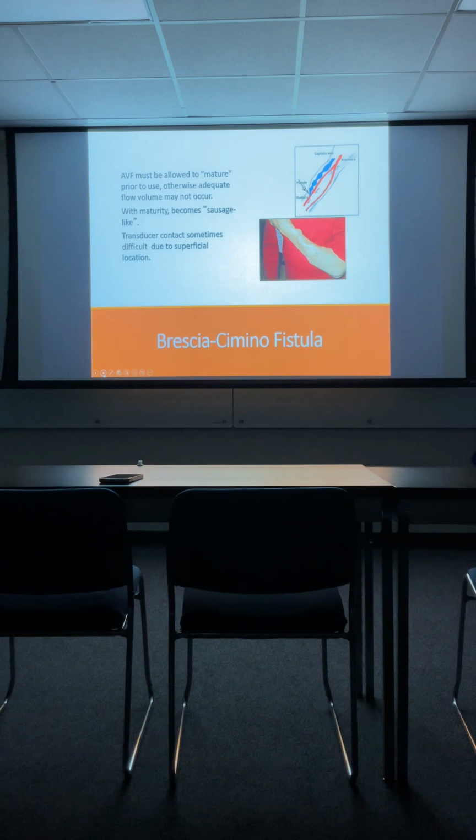So once an AV fistula is created, it has to have enough time to mature before it can be cannulated. So it has to be big enough and strong enough to allow enough flow volume to flow through for the purposes of dialysis. So a mature fistula is going to look a lot like this. It's going to be very prominent under the skin. It's going to look sausage-like, very lumpy, very big. And this is going to be the efferent vein, which means the outflow vein that's used for dialysis puncture. So this is what we're looking for.